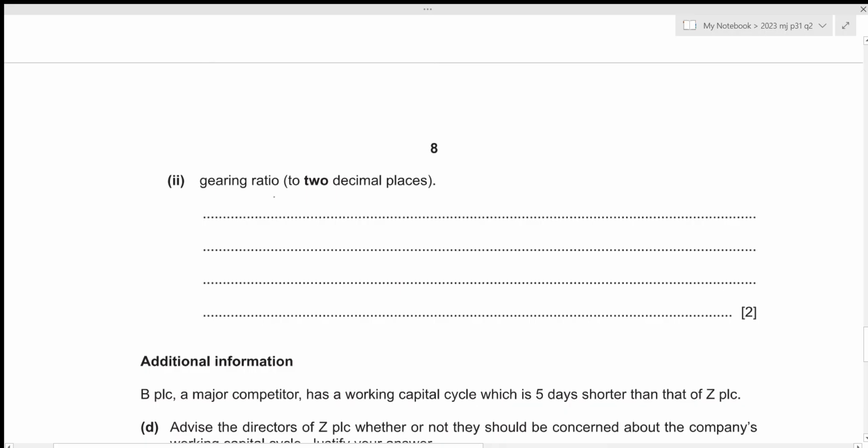We now need to calculate gearing ratios. And the formula for gearing ratio is just non-current liabilities divided by our capital employed. And capital employed is just the sum of our equity and non-current liabilities. And we have the gearing ratio in terms of percentages, so it's just multiplied by 100%.